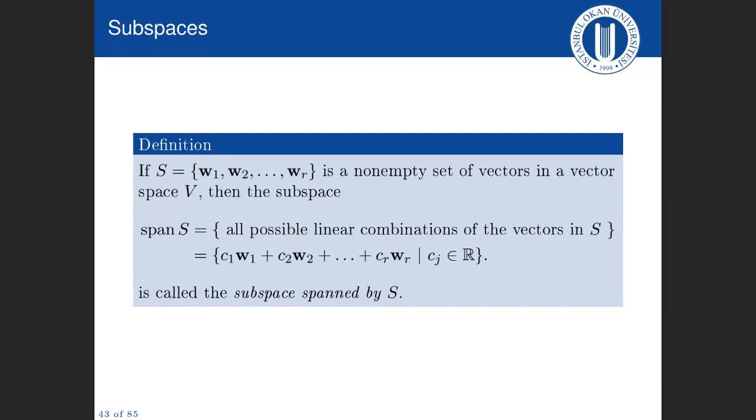This subspace is an important subspace that we're going to be talking about throughout the term. If S is a non-empty set of vectors in a vector space, then span S is the subspace containing all possible linear combinations of the vectors in S. This is called the subspace spanned by S, or if you wish, just span S. And we're going to talk about this a lot this term.